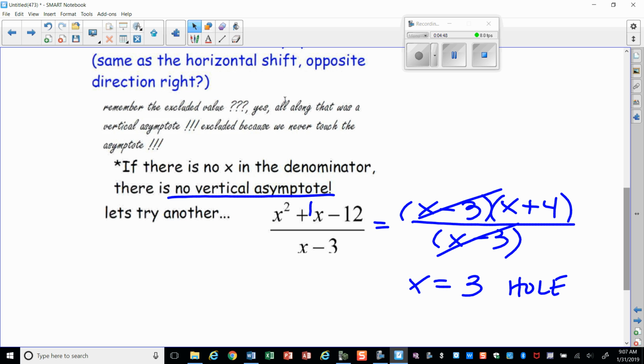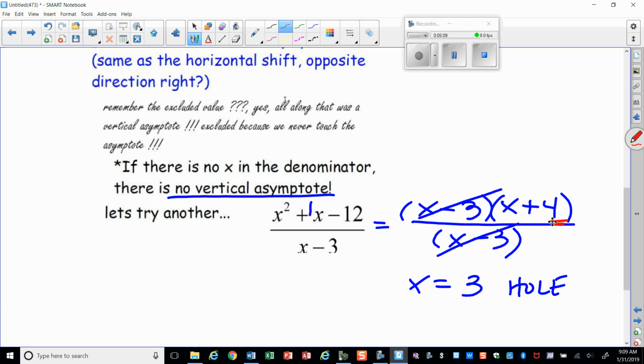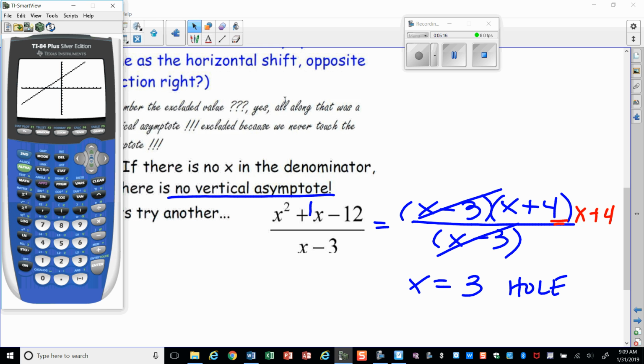So let's put that in the calculator and take a look at it. There we go. There's the function. We're expecting to see no asymptote because it divided out. And sure enough, you basically have this line here. What was left was just x plus 4, so you have a line with a slope of 1 and a y-intercept of 4.